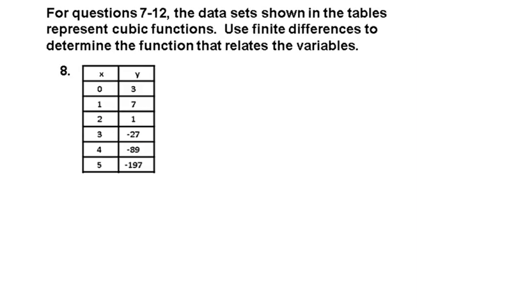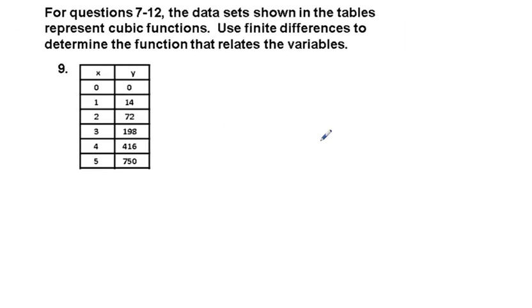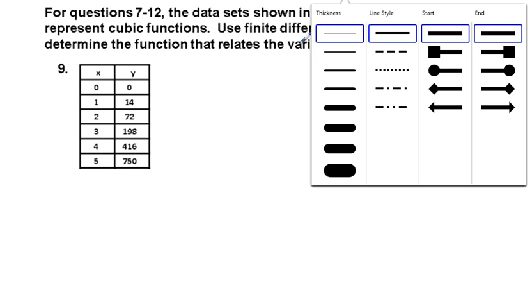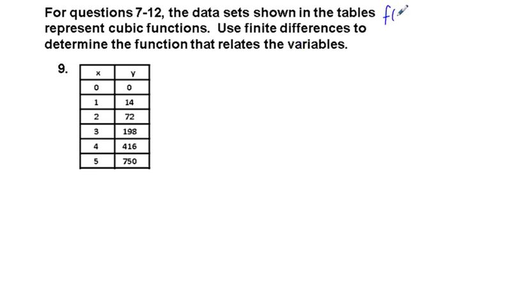Okay, next odd number problem 9. Okay, this time, again, I'm going to just write what we're shooting for. We're shooting for f of x equals ax cubed plus bx squared plus cx plus d. In this case, we have a y-intercept of 0, so we have our value of d is equal to 0. So we're not going to have a constant term at the end of our function this time.